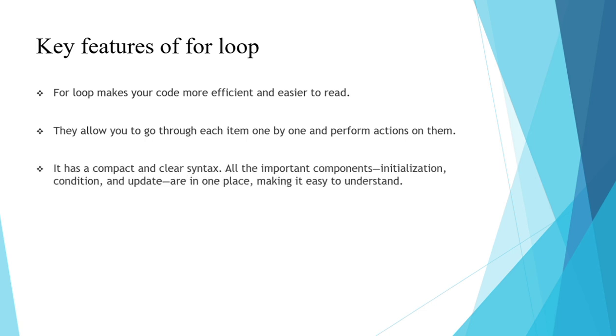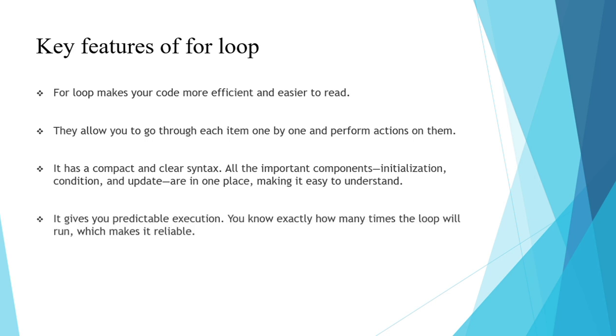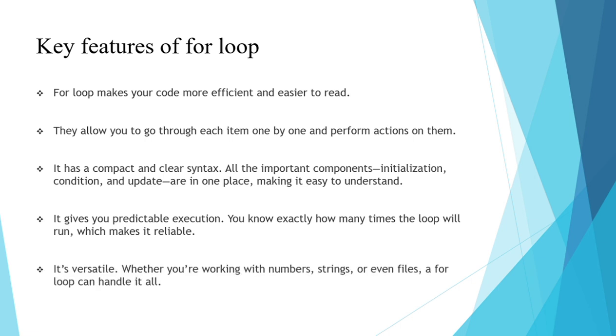Now, let's look at some of the key features of a for loop. First, it has a compact and clear syntax. All the important components, initialization, condition, and update, are in one place, making it easy to understand. Second, it gives you predictable execution. You know exactly how many times the loop will run, which makes it reliable. Third, it's versatile. Whether you're working with numbers, strings, or even files, a for loop can handle it all.